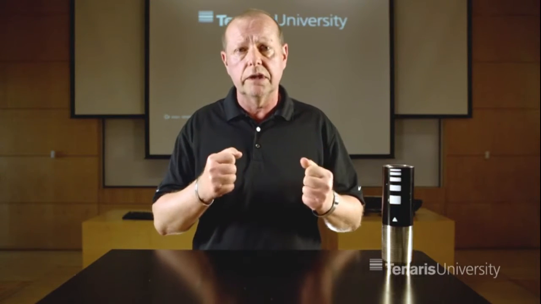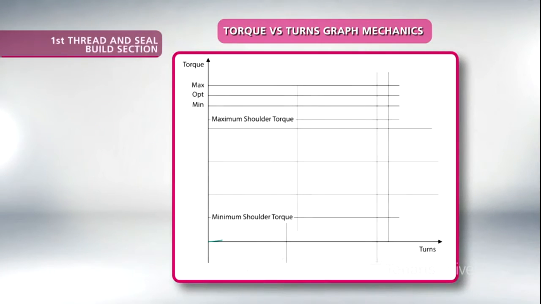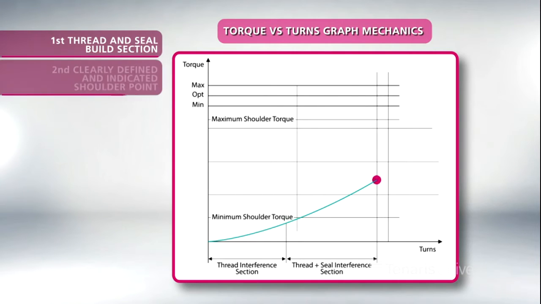So the graph depiction, essentially for a threaded and coupled shoulder design connection, will have 4 component parts, essentially speaking. The first will be a thread and seal build section, where the threads and the seal actually interact with one another during assembly, and actually are depicted as a slope. Thereafter, there should be a clearly defined and indicated shoulder point, where the build slope finishes and the actual shoulder comes in contact during assembly.